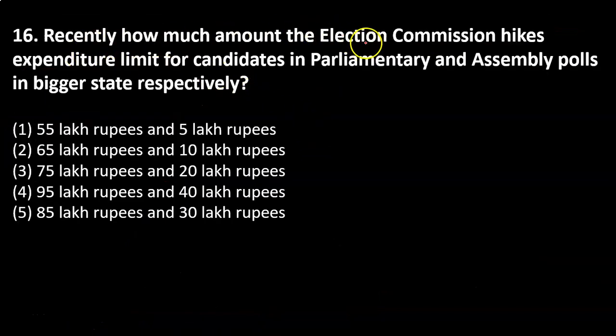Recently, by how much amount did the Election Commission hike the expenditure limit for candidates in parliamentary and assembly polls in bigger and smaller states respectively? So you have to identify small and bigger state, how much the Election Commission hiked expenditure for election. Your options are 50 lakhs and 5 lakhs, 65 lakhs and 10 lakhs, 75 and 20 lakhs, 95 and 40 lakhs, or 85 and 30 lakhs of rupees.